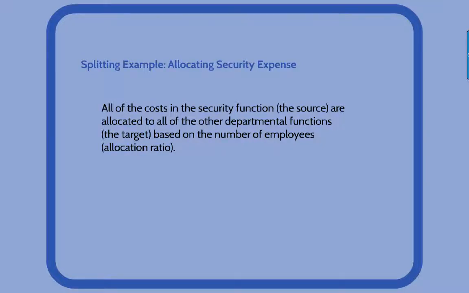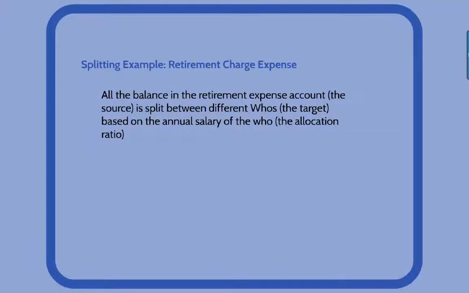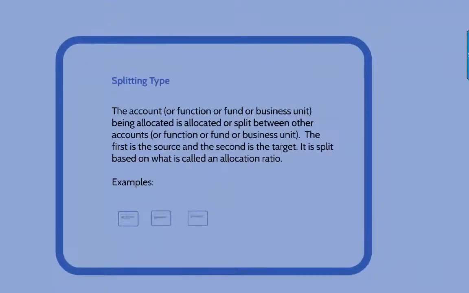That's the allocation ratio. A third example: the balance in the retirement expense account, that's the source, is split between different employees, that would be the targets, based on the annual salary of each employee, and that would be the allocation ratio. Okay? All right, so those are all three examples of splitting types where we're moving cost or revenue, and where we're moving it from is called the source, where we're moving it to is called the target, and we're doing it based on the allocation ratio.